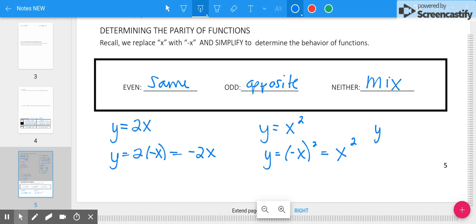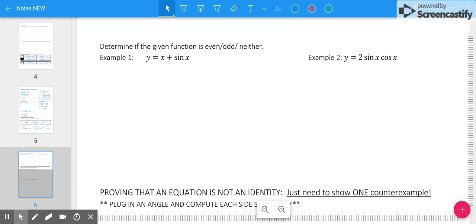And then lastly, if I have 1 plus x. So when I replace it with negative x, I'd have 1 plus negative x. And in this case, the 1's the same, the x is opposite, so that's a mix. It's neither. So let's see how this works for our trig identities. So our first example we're looking at is y equals x plus sine x. So first step is plug in negative x into the equation.